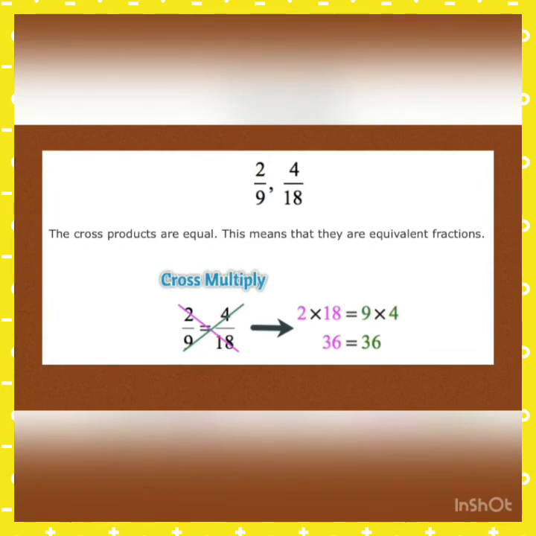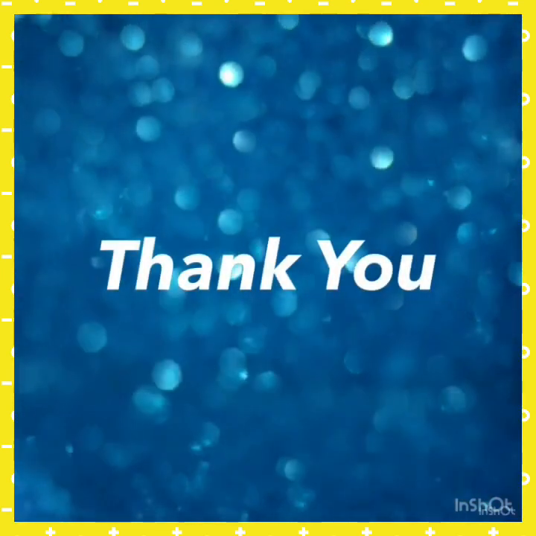Let's check whether 2/9 is equivalent to 4/18 or not. For this, first of all, we will set them equal. Then we apply the cross multiplication procedure. And we will get 2 multiplied by 18 equals 36, and 9 multiplied by 4 equals 36. Both products are equal. It means they are equivalent fractions. By using this rule, you can check any numbers.